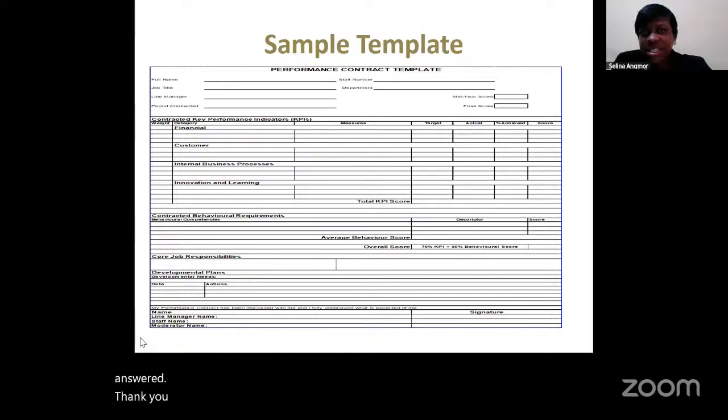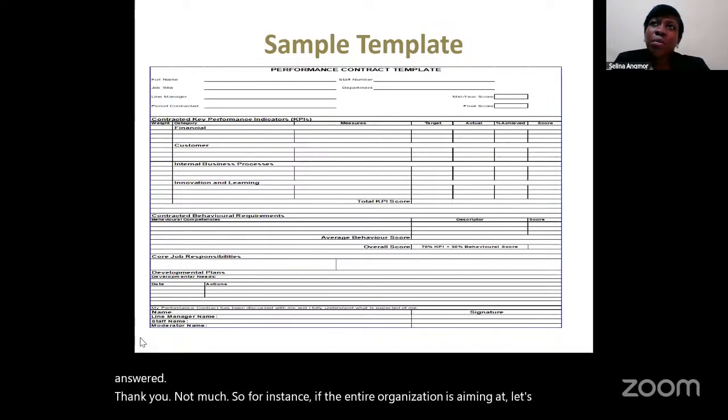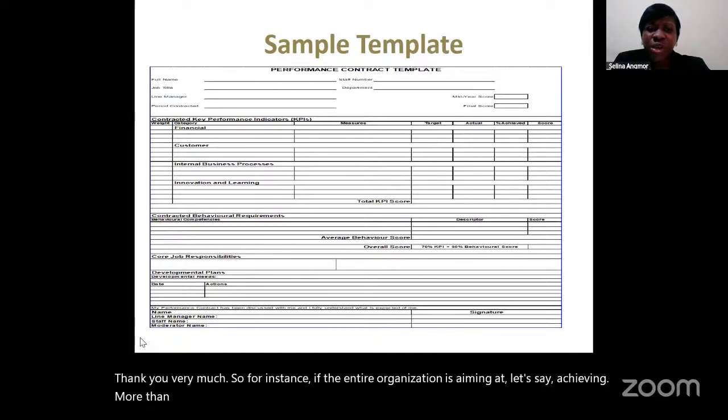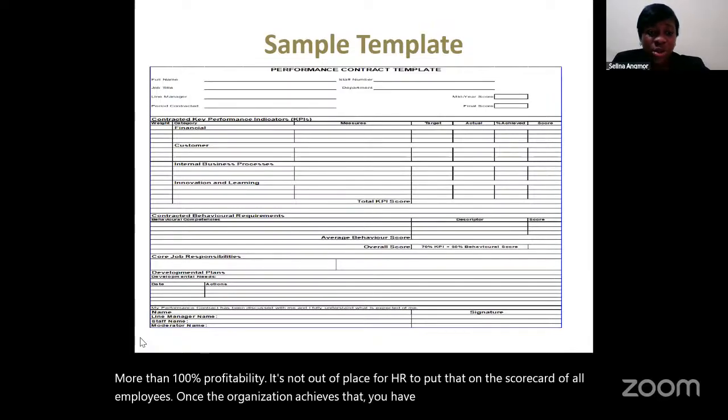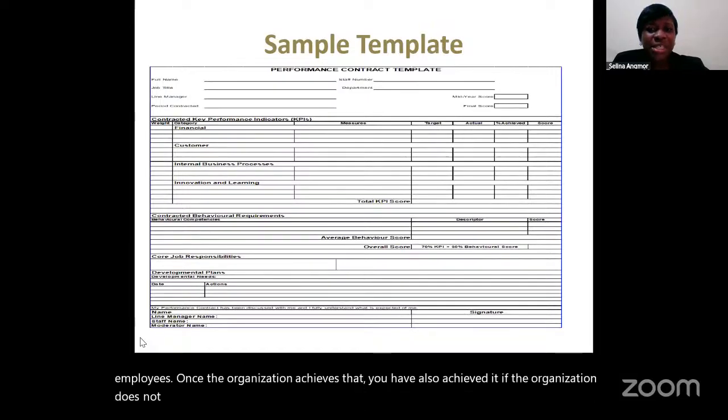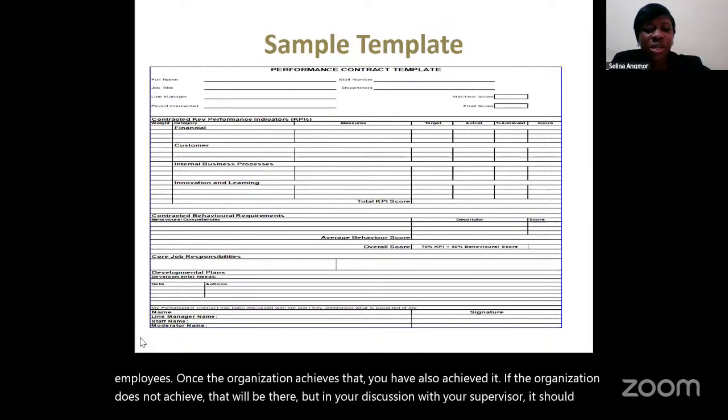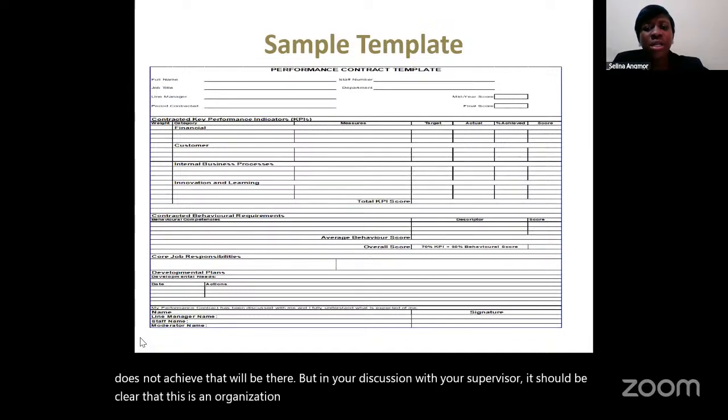Yeah. So for instance, if the entire organization is aiming at achieving more than 100% profitability, it's not out of place for HR to put that on the scorecard of all employees. Once the organization achieves that, you have also achieved it. If the organization does not achieve that, that will be there. But in your discussion with your supervisor, it should be clear that this is an organization-wide target. This is not your individual target.